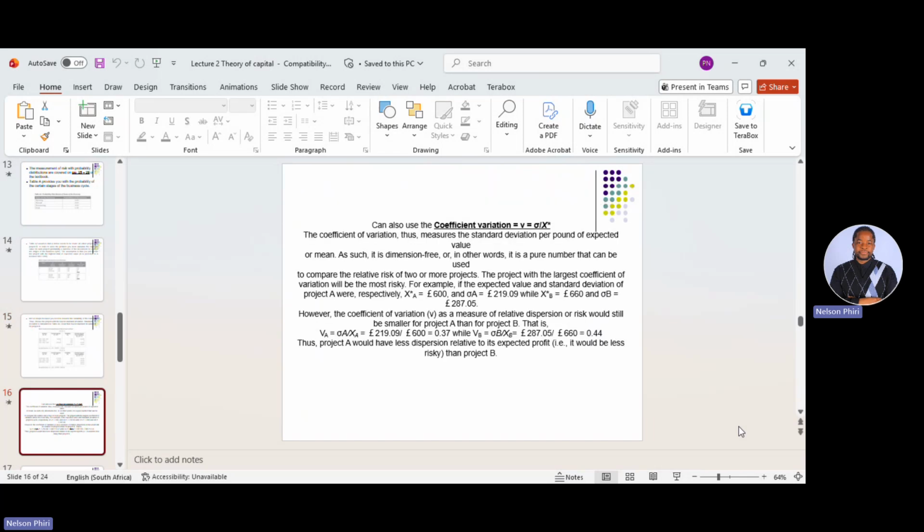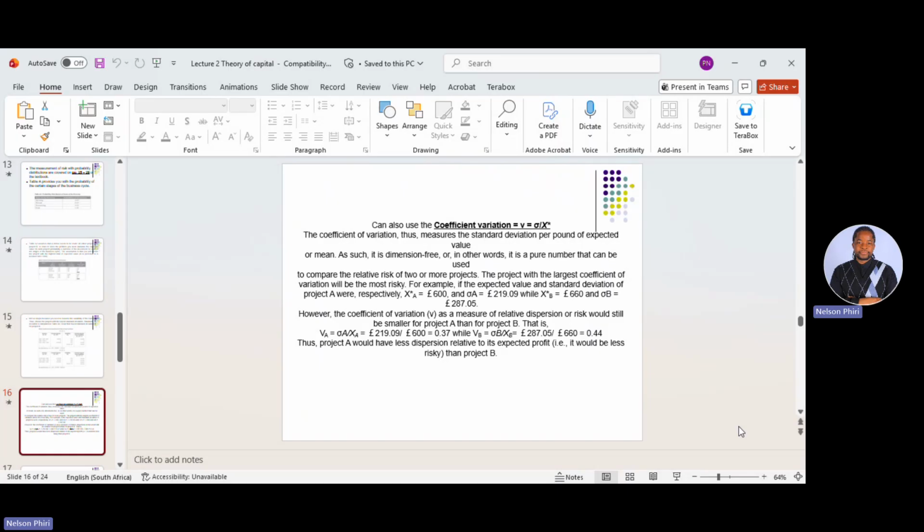It is called the CV, which is the coefficient of variation. This measures the standard deviation per unit of expected return, so you use it to compare the relative risk of two projects. We're going to use, for project A, the standard deviation of 219 divided by the expected return of 600, while for project B, the standard deviation of 287 divided by the expected return of 660.